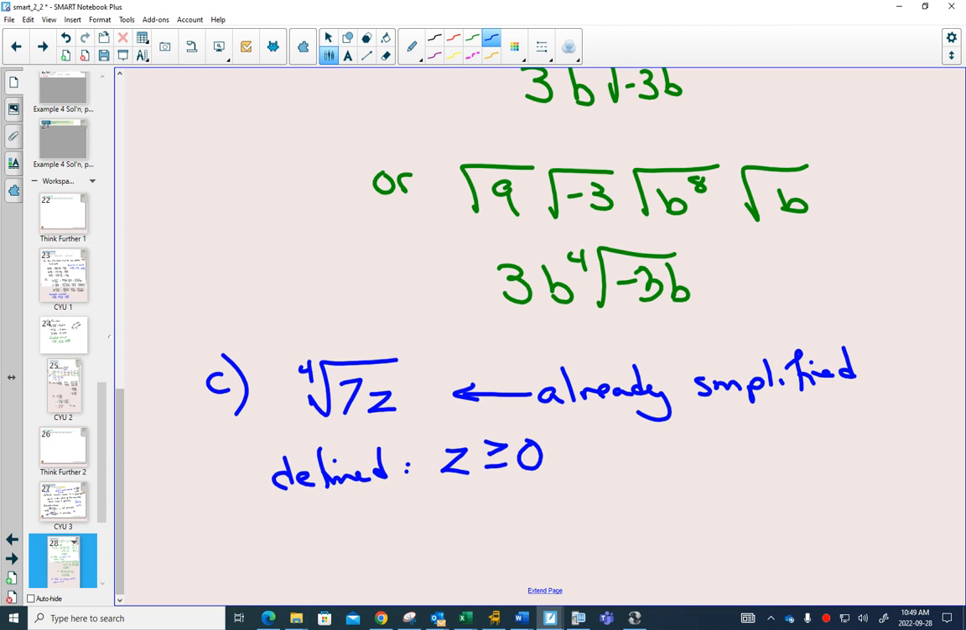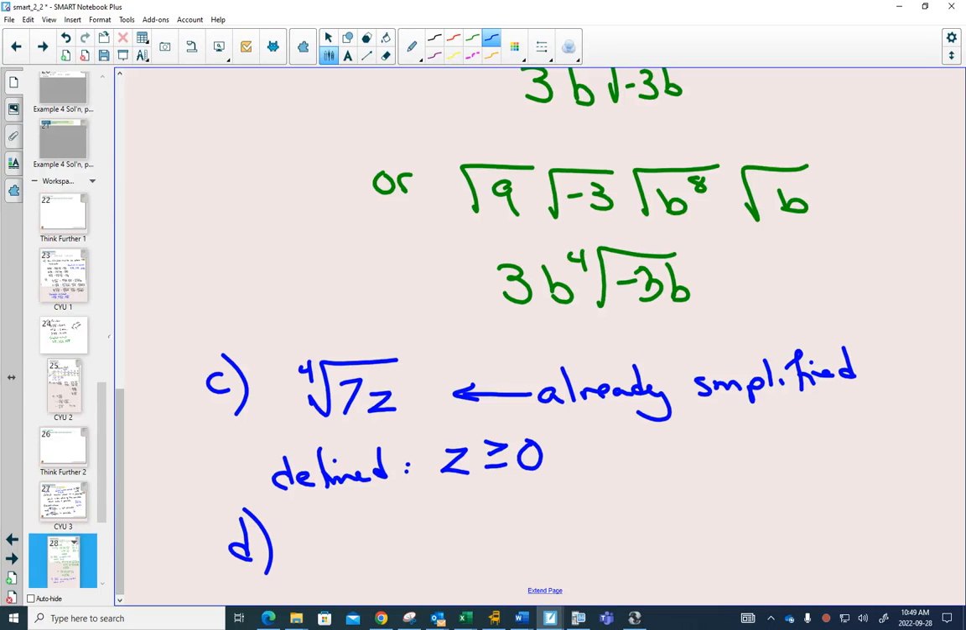This is already simplified because when we look at the number 7, there are no perfect fourths. The smallest perfect fourth was 2 to the 4, which is 16. So 7 is way too small to have a perfect fourth in it. And then we look at our variable. In order for the variable to have a perfect fourth, you would need to have at least 4 of them. So the exponent would have to be a minimum z to the 4. So there's nothing we can simplify with the variable. So this one is already done.